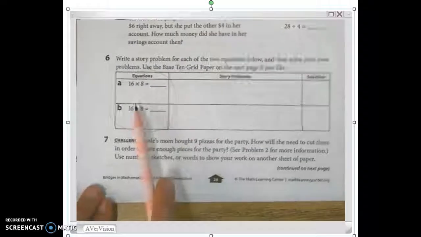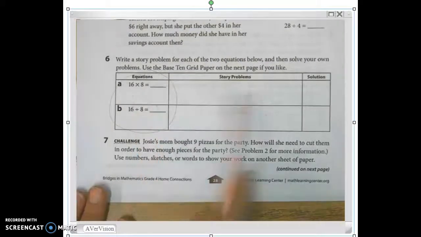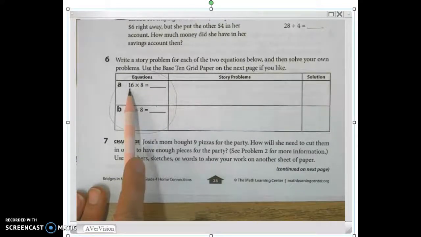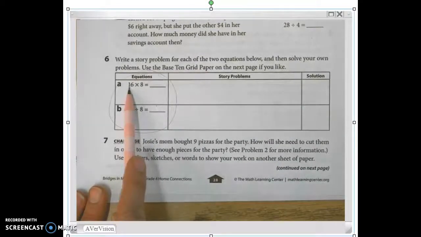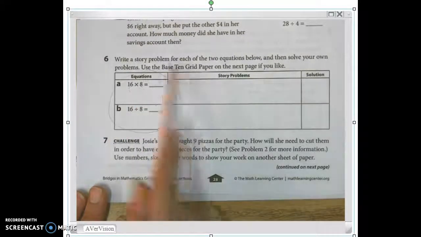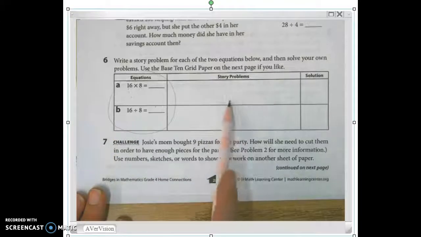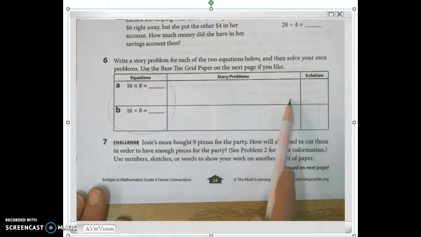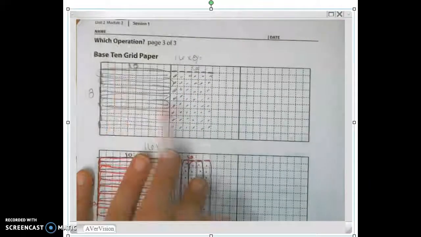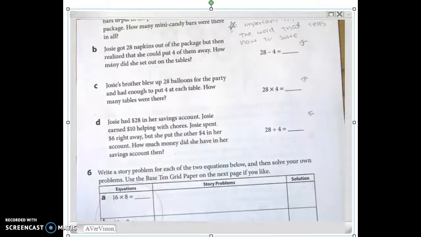Number 6 is going to ask you to write a story problem for these equations. For instance, John had 16 friends and each friend got 8 teddy bears. How many teddy bears did the whole friend group have? So you're going to write that story problem or think of one of your own, and you're going to solve it. And think back to, on the back of the paper, there's going to be a grid paper which can help the students solve.